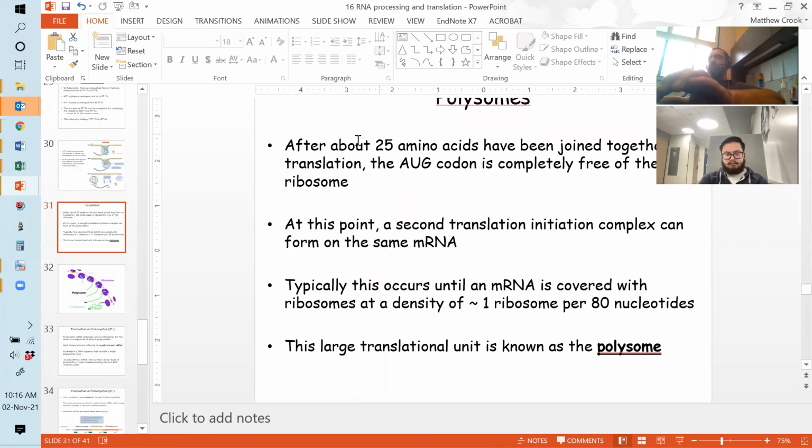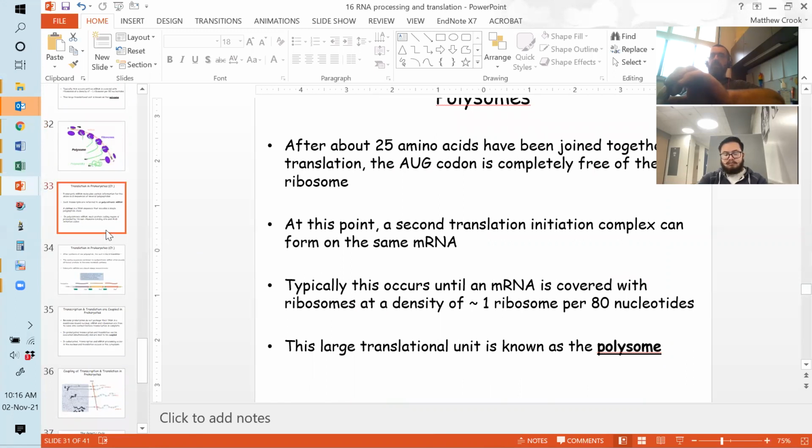And it's about 25 amino acids, because these ribosomes are huge, right? They're really big and easily visible. But as soon as that ribosome clears the start of the coding sequence of the mRNA, another ribosome can assemble and begin translation.